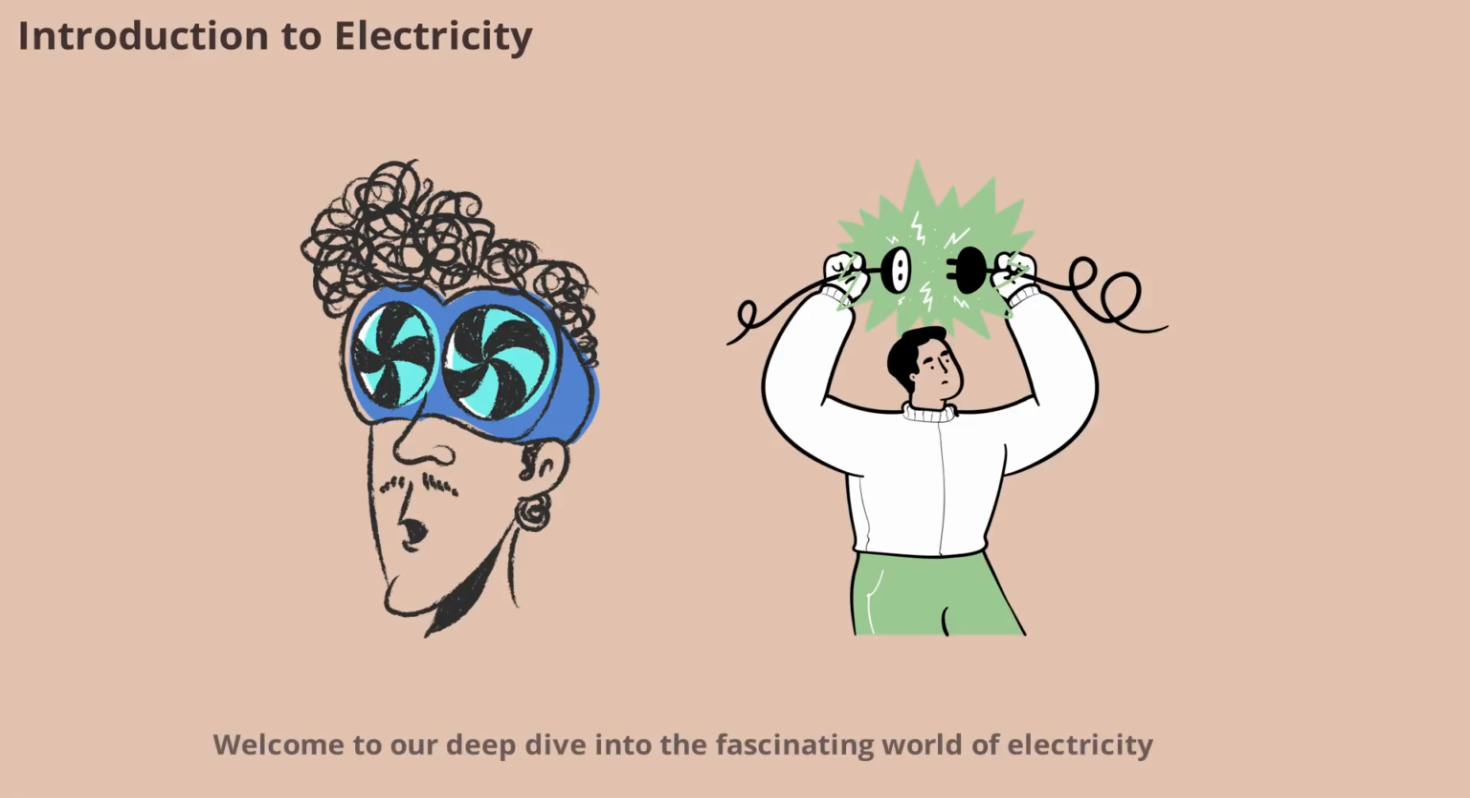Welcome to our deep dive into the fascinating world of electricity. In this chapter, we'll explore the fundamental concepts that power our modern lives, from the basics of electric current to the intricacies of circuits and safety. Whether you're curious about how your devices work or want to understand the science behind everyday technology, this journey will illuminate the key principles of electricity. Let's begin by understanding what electric current is and how it is measured, setting the stage for everything that follows.